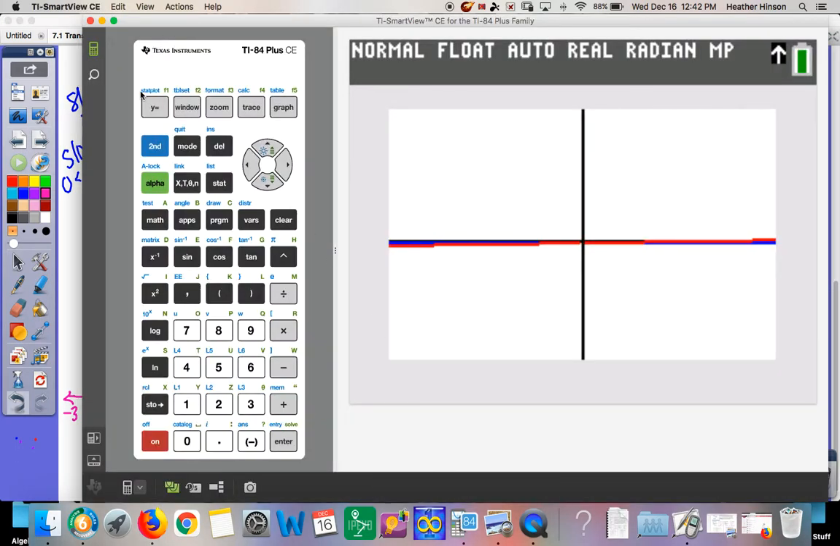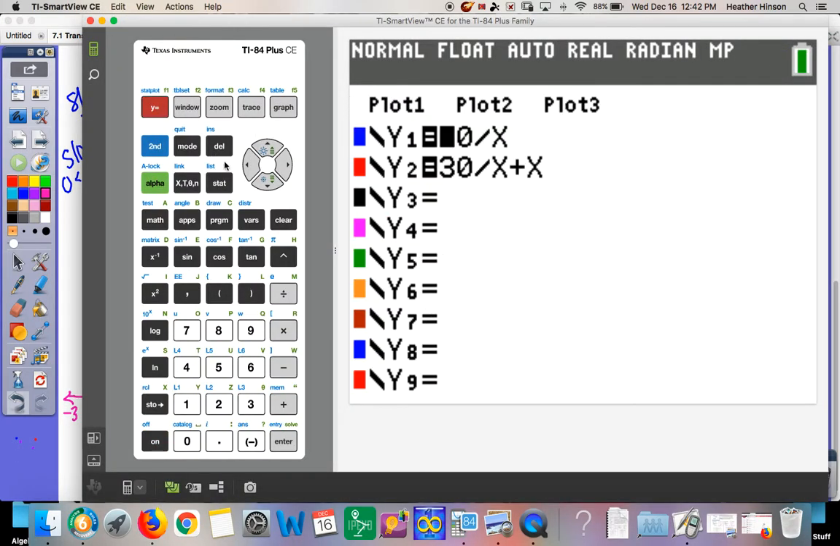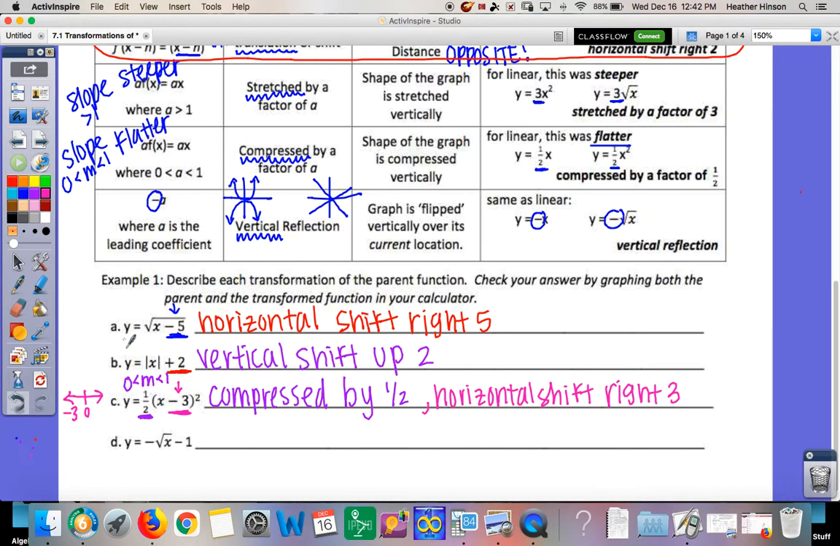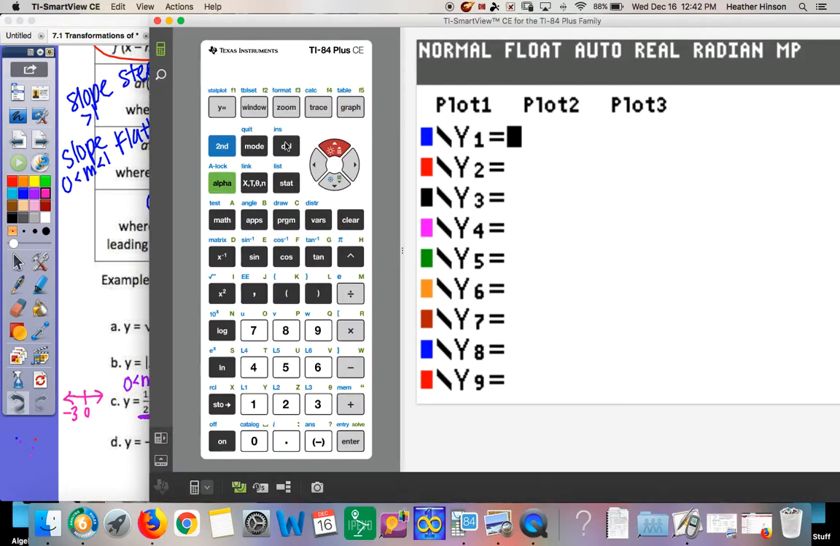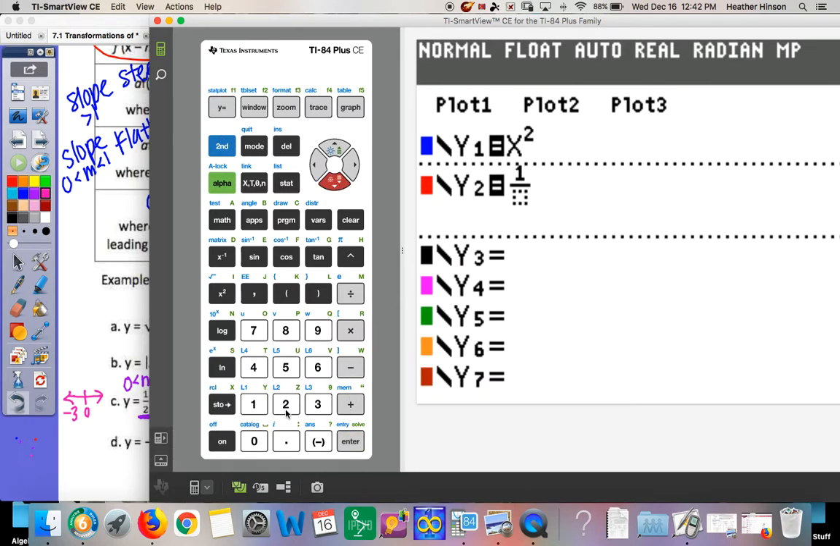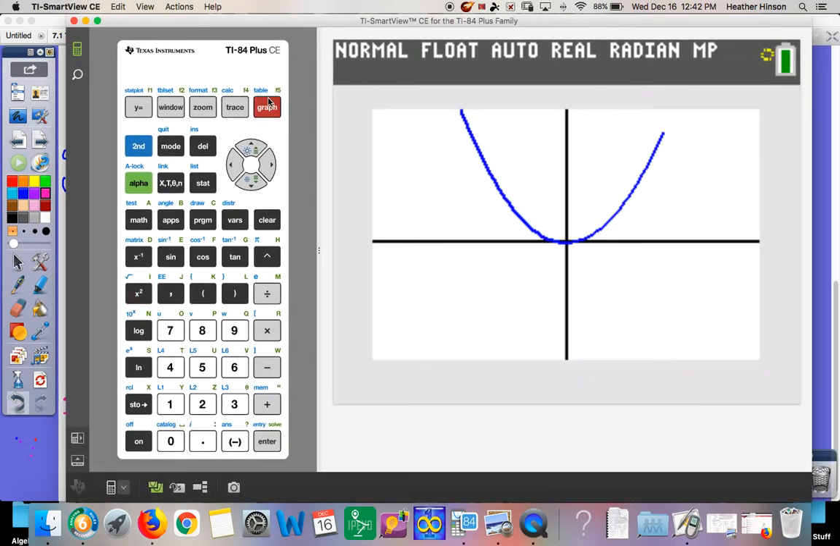And let's check it. It's old stuff. So what do we have here? Our parent function is x squared. So you can go up to the top and get that parent function. So we're going to x squared. Our new function is 1/2 parentheses x minus 3 squared. Then we can graph it.